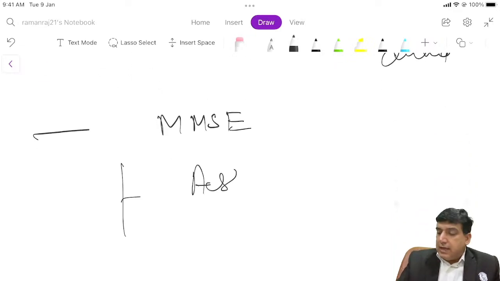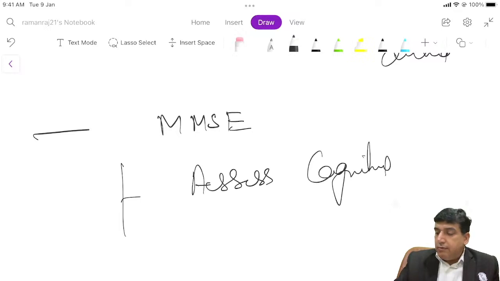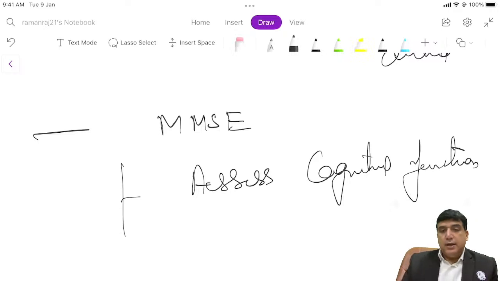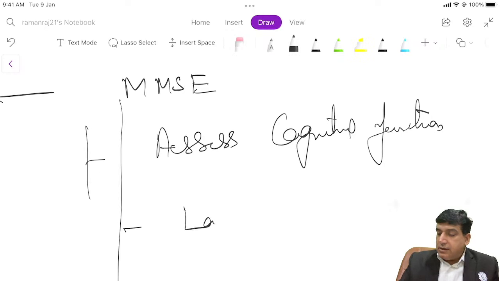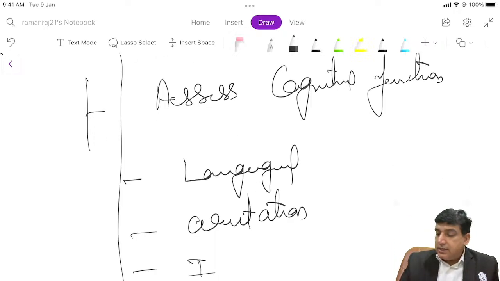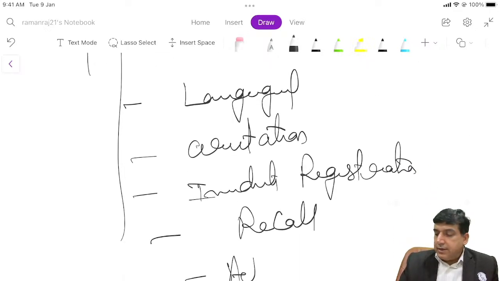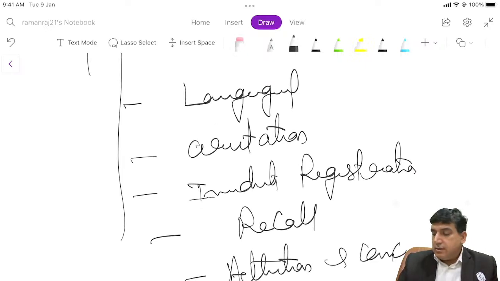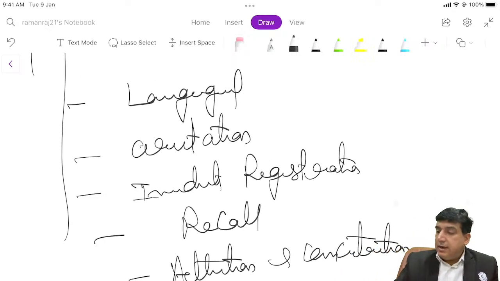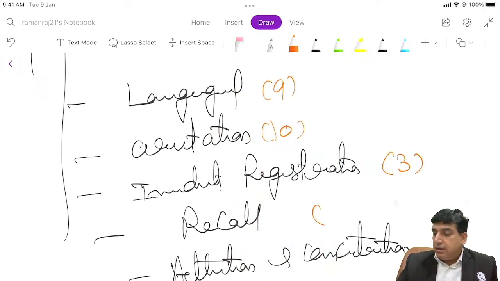Basically, why do we use the MMSE? To assess cognitive function. What do we assess in the MMSE? We assess language, orientation, immediate registration, recall, and attention and concentration. Please remember that we have 10 points for orientation, 9 for language, 3 for immediate registration and recall, and 5 for attention and concentration. That also they can ask.